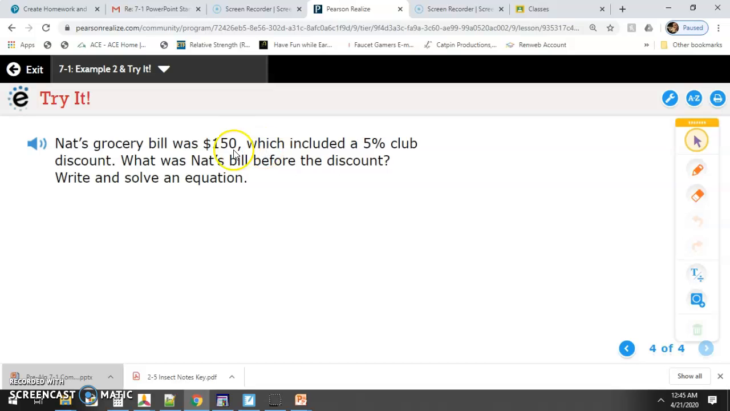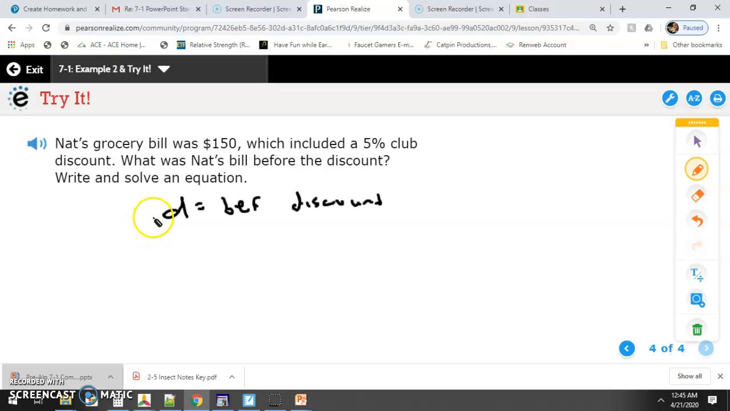Nat's grocery store bill was $150, which included a 5% club discount. So the bill included the discount. What was Nat's bill before the discount? So we'll say D is before, and excuse my writing with this little marker here. That's really tough. Before the discount.